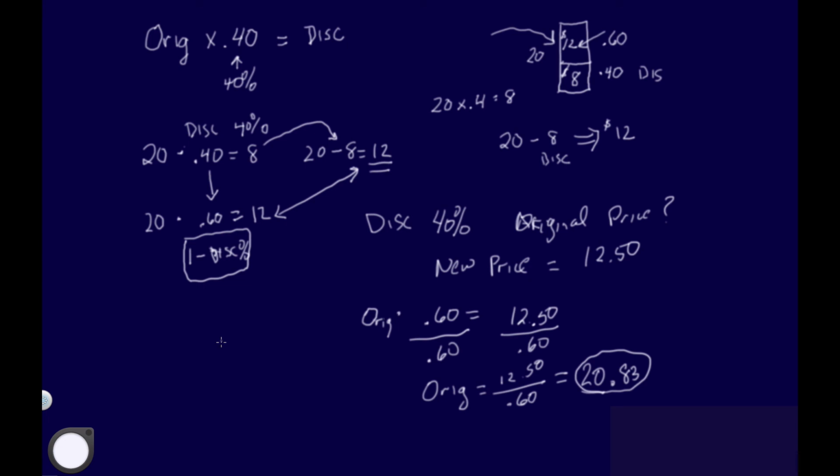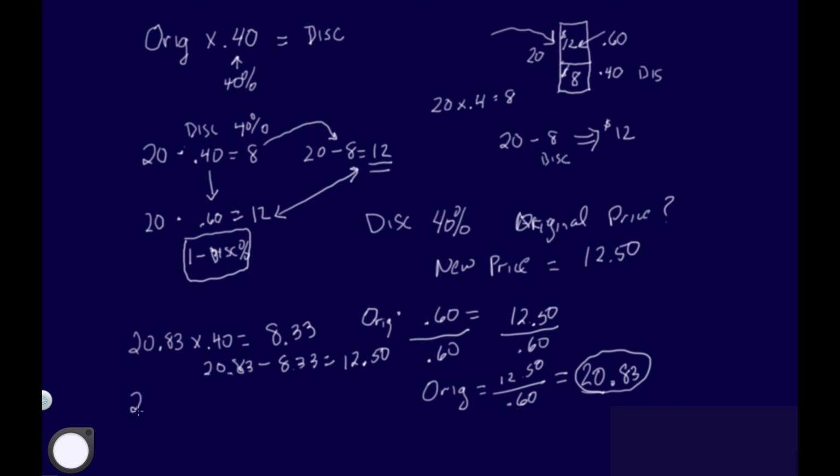Now, one of the things you might want to do is check this. If the original price was 20.83, and we had a discount of 40%, we can multiply this by 0.40, and the actual discount would be $8.33. We could then subtract that, 20.83 minus 8.33, and we end up with $12.50, which is exactly what we had.